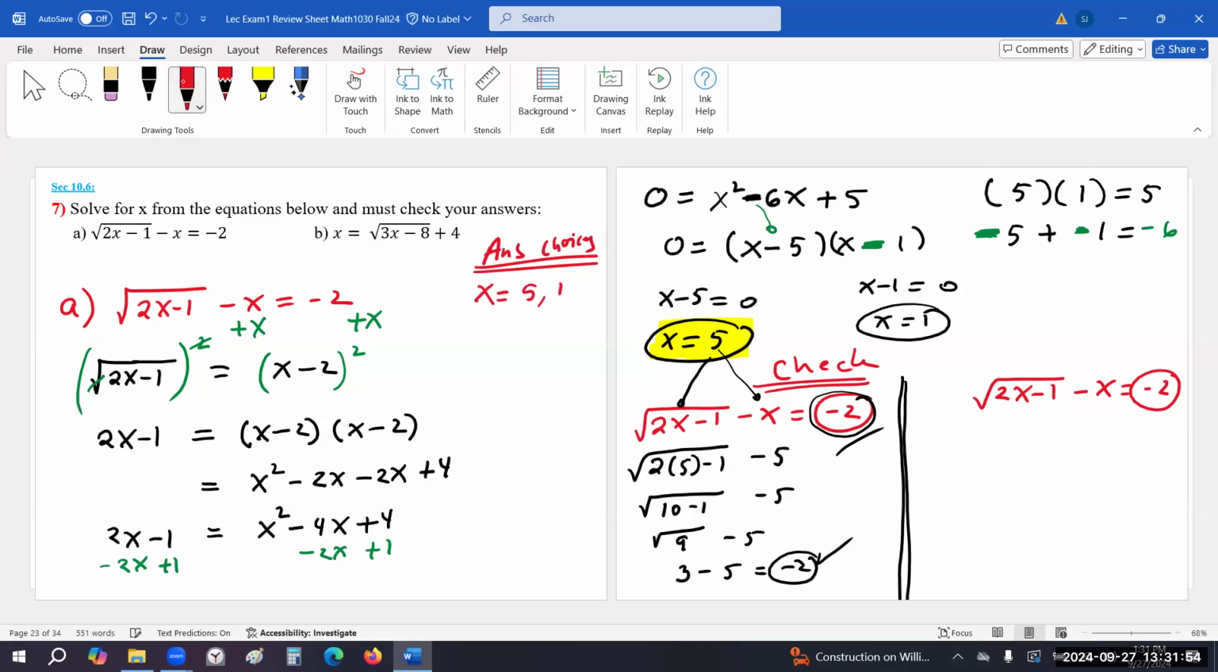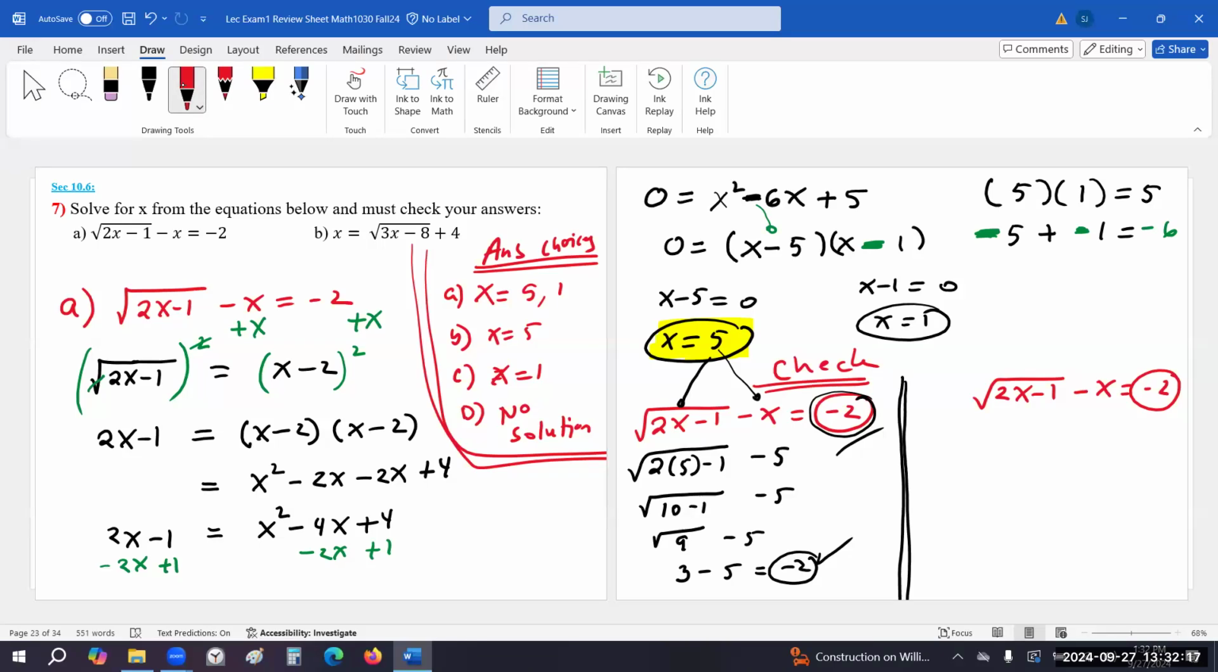A is x equals 5 and 1. B will be x equals only 5. C will be x equals only 1. D will be none. Not D, any, no solution actually. No solution.